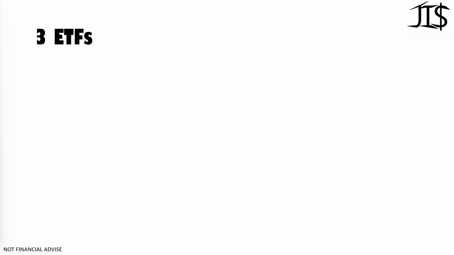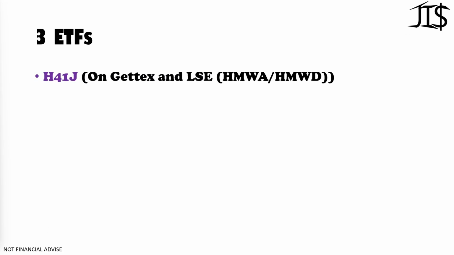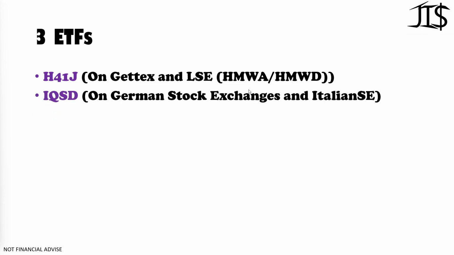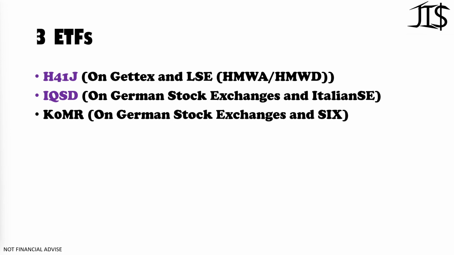So I'm going to talk about three ETFs today, and it's the H41J, and that one is on the GETX and on the London Stock Exchange, where it's called HMWA or HMWD. I'm going to talk about the IQSD, and that one is on the German stock exchanges and on the Italian stock exchange, and it's a GETX and the etc. I think it was. Then you have the KOMR. It's not an O, it's a 0, so K0MR. And that one is on the German stock exchanges and on the SIX stock exchange.